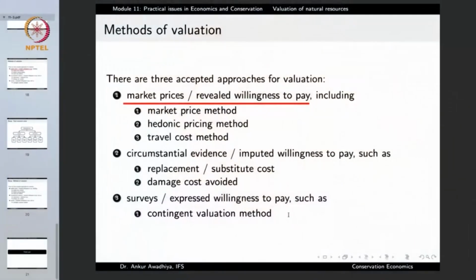This is the market price method. You make a list of all the things that are there in the forest, find out their current market prices, and add them together. So that is the market price method. Another is the hedonic pricing method. Hedonism is the value of feeling good, the feel-good factor.